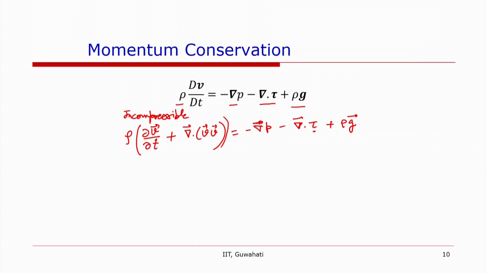And actually, if we want to know only velocity distribution, to know velocity distribution, we need to know pressure distribution, or the other way around. So, this is the momentum conservation equation. Now, in this, what we need is, we have two unknowns, pressure and velocity.